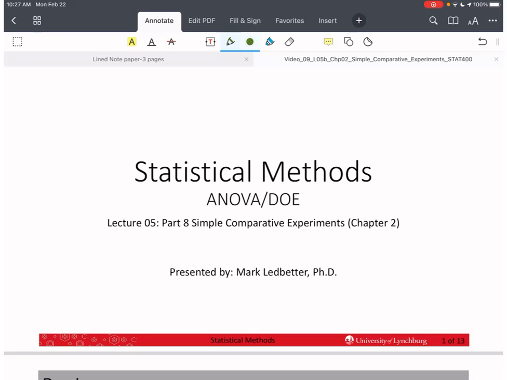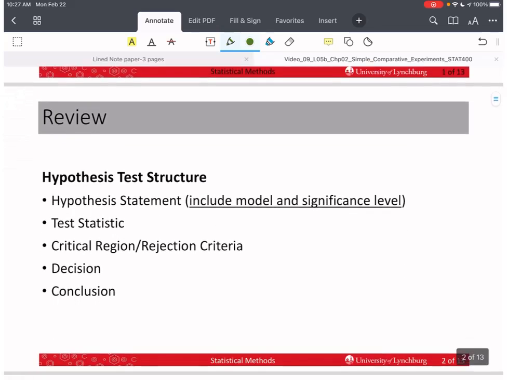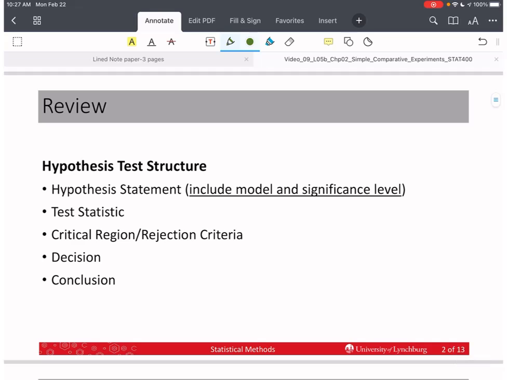We are in part 8 of chapter 2, and we are discussing simple comparative experiments, also called two-sample tests, mostly the two-sample t-test. So we've talked about those hypothesis tests, the structure of them. We've done 4 different tests with different assumptions.